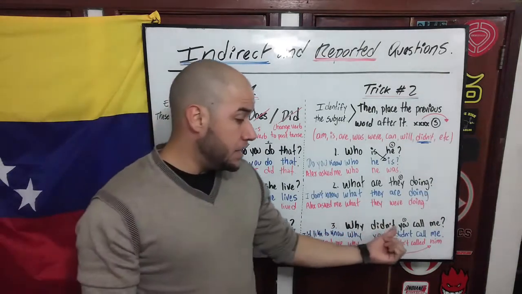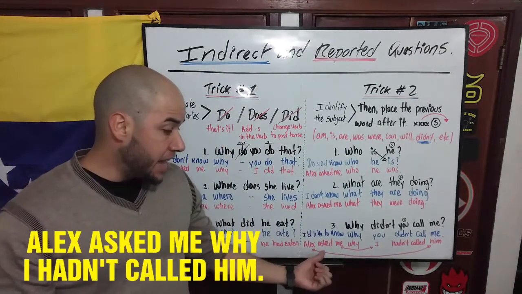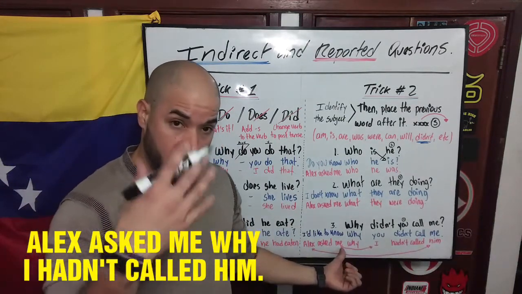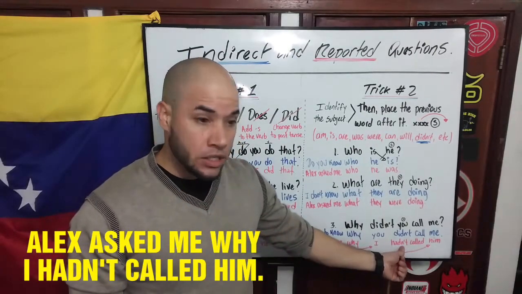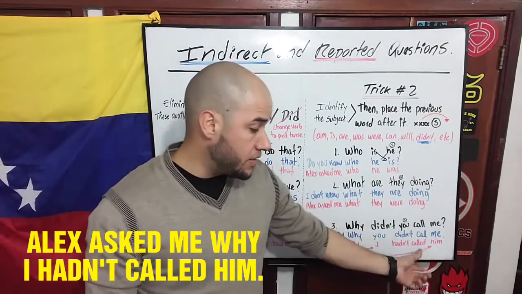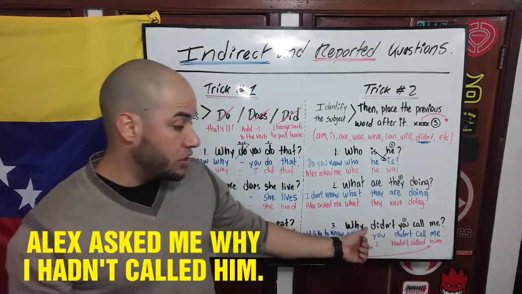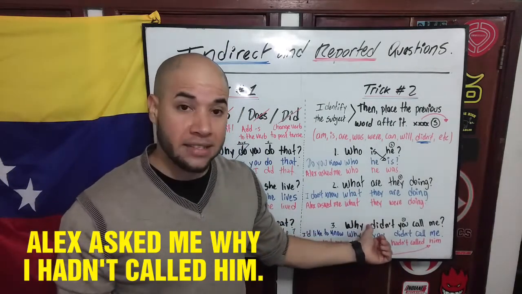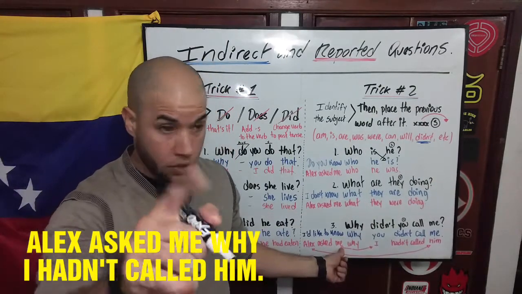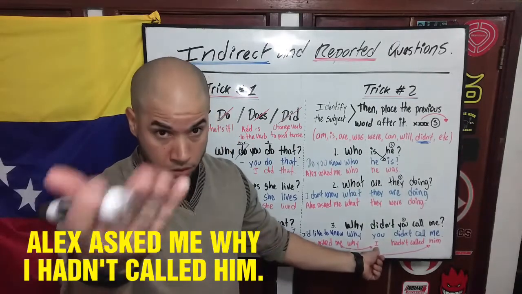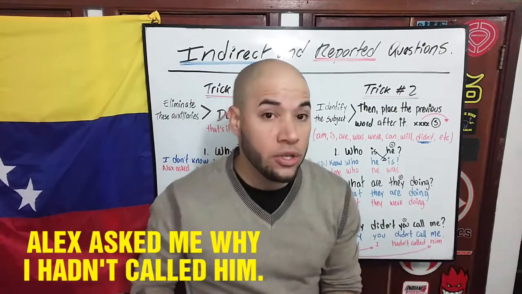So, why didn't you call me? We say Alex asked me, because the question was for you. Why I, because you're speaking for yourself, hadn't called him. "Called" is the past participle of call, and we use "hadn't" because the direct question is originally in the simple past tense, and the past tense changes to past perfect. So we say, Alex asked me, that will be you, why I, you again, hadn't called him, me. I asked you why you didn't call me.